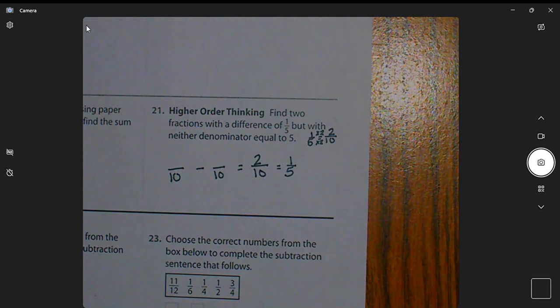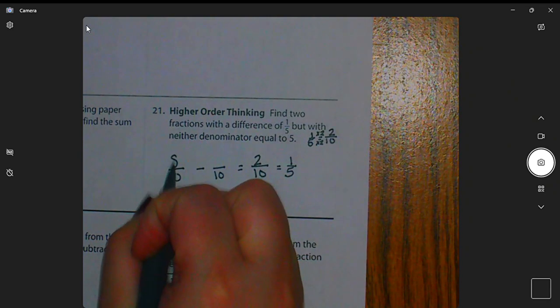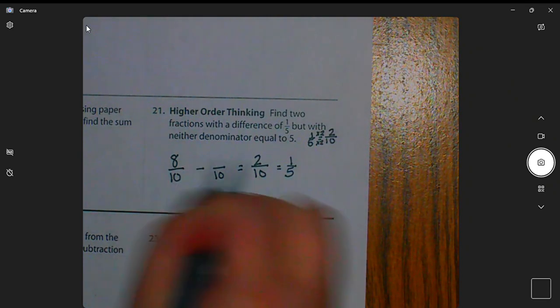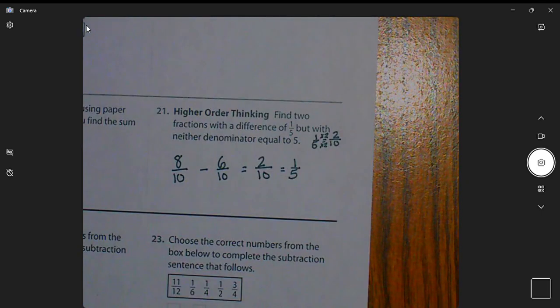What minus what gives me 2? You can pick any number. Let's look at 8 tenths minus 2 gives me 6. 8 tenths minus 6 tenths gives me 2 tenths. Do you agree with that statement? You can pick any number within the tenths as long as it will subtract down to 2. As long as your minuend and your subtrahend will subtract down to the difference of 2.